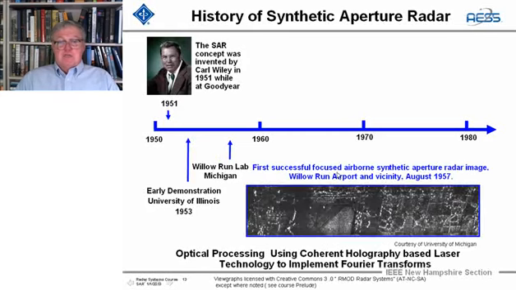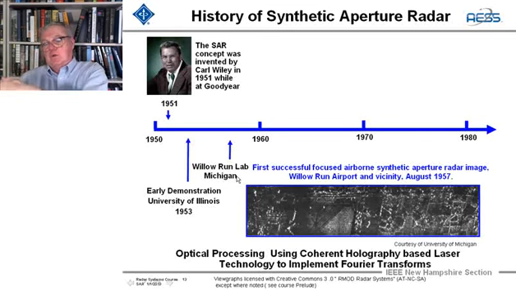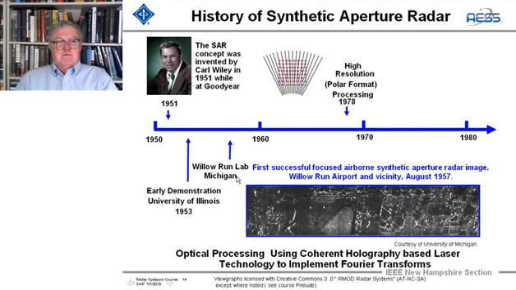Now here is the first successful focused airborne synthetic aperture radar image, and it was taken of the Willow Run Airport, and that's near Ann Arbor, Michigan, in the vicinity, and it was in August 1957. We mark it here. Here we could see the airport, and that's courtesy of the University of Michigan. And out of this lab, the Environmental Research Institute, and that later became a nonprofit, Verizon, and then was acquired by General Dynamics, I believe.